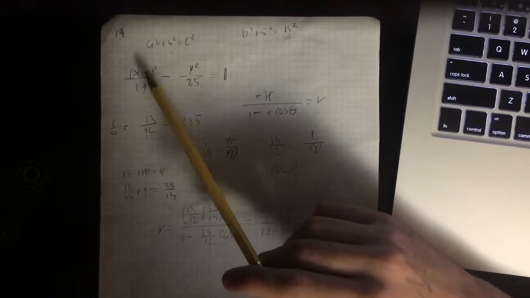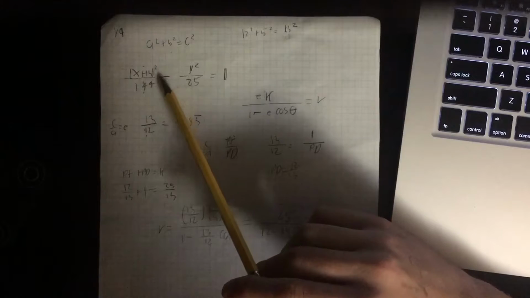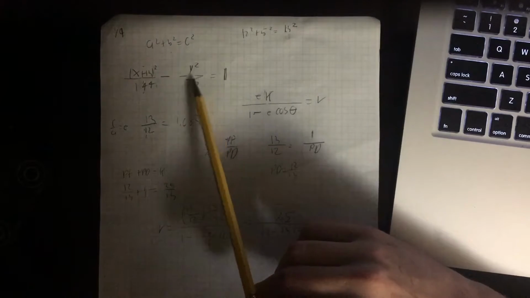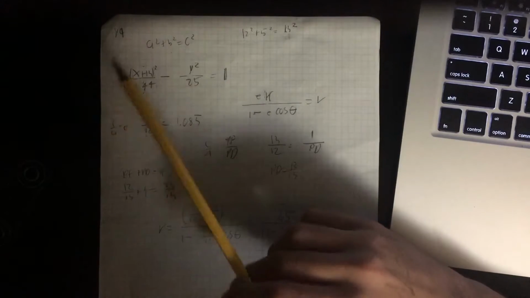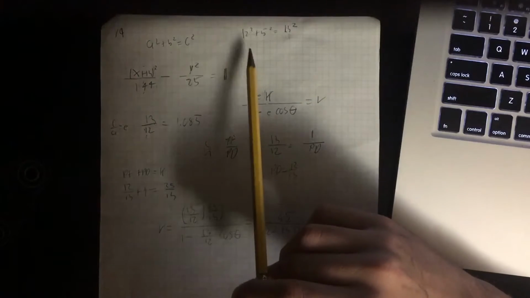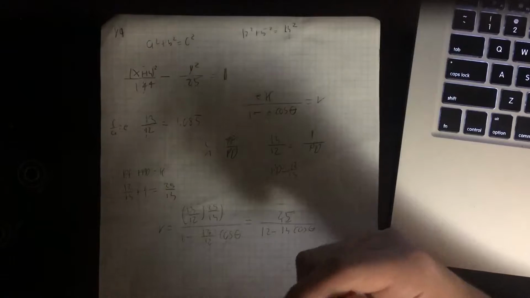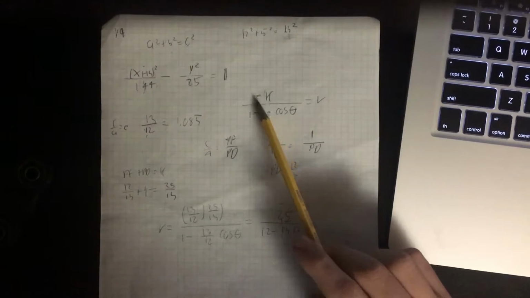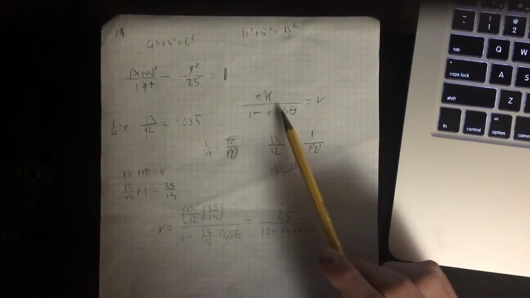So we can create (x plus 13) squared over 144 minus y squared over 25, because this is a, that's b, this is the center, h and k, but there's no k value for this, equals 1. So we have to put this equation in polar form, which is this equation right here: e times k over 1 minus e cosine theta equals r.